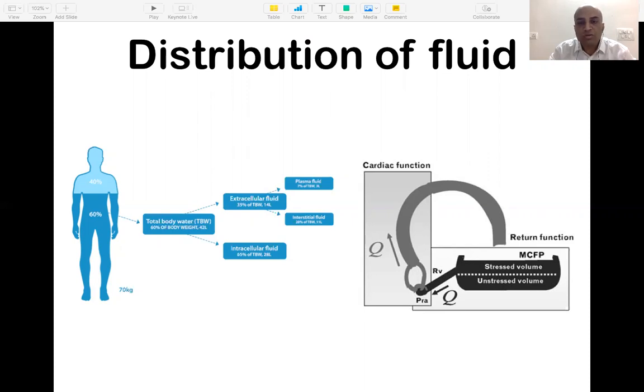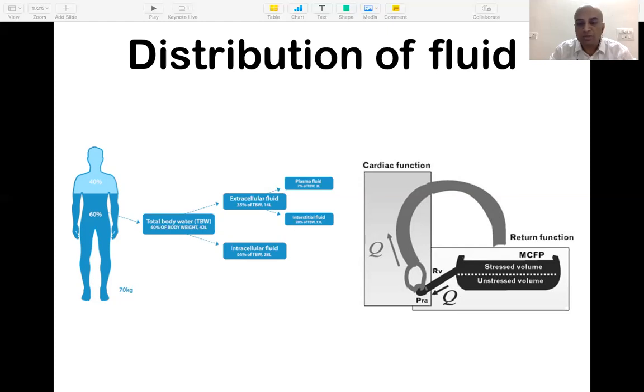Now, among this plasma fluid, not all of it contributes to the venous return during fluid resuscitation or hemodynamic activity. The volume present in the capacitance vessels of the body, which is called unstressed volume, does not participate in the venous return. The stressed volume, which also generates the mean capillary filling pressure at the tissue level, causes the venous return depending on the pressure difference between the mean capillary filling pressure and right atrial pressure.